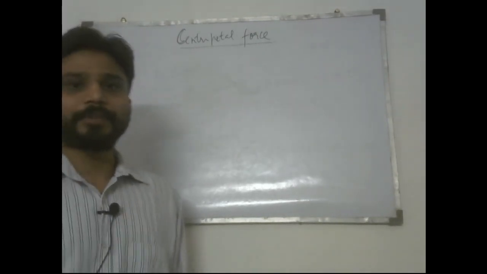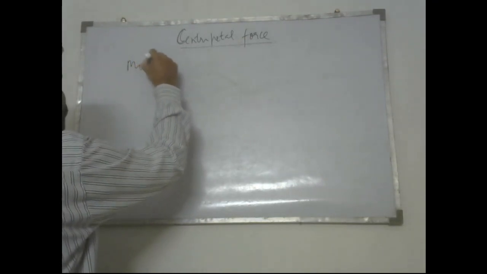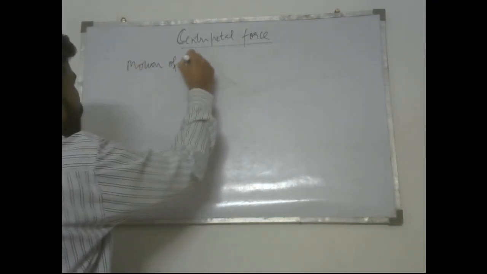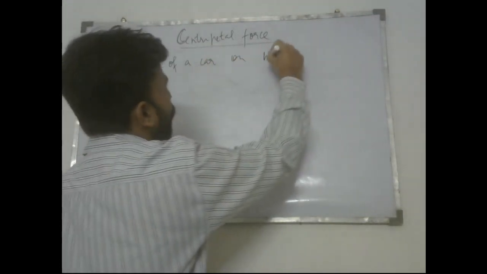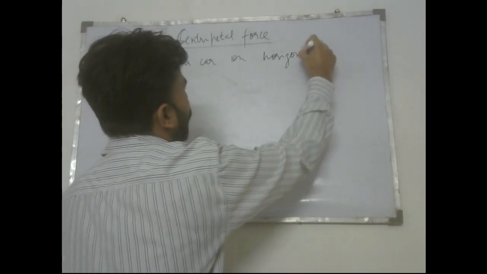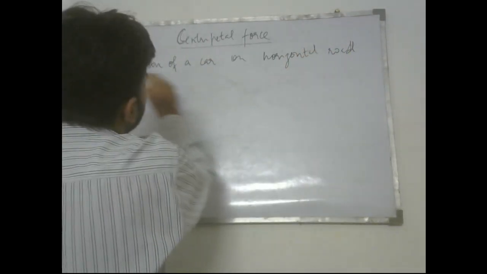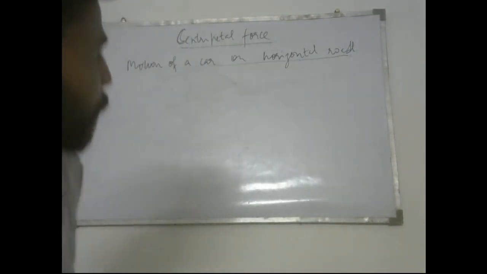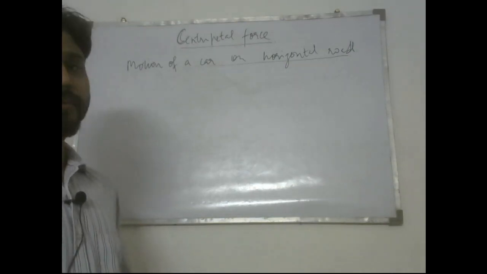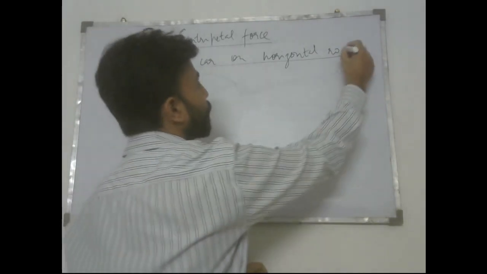So the first example which we are going to take, which is going to demonstrate the idea of centripetal force, is the motion of a car on a horizontal road. This is a common scenario which we know. A car is going on a flat banked road or non-banked road.